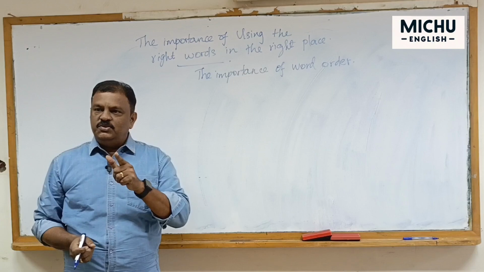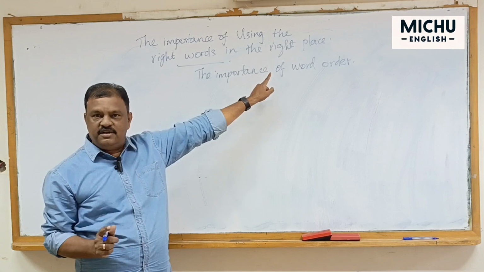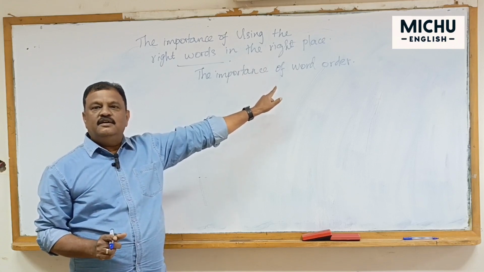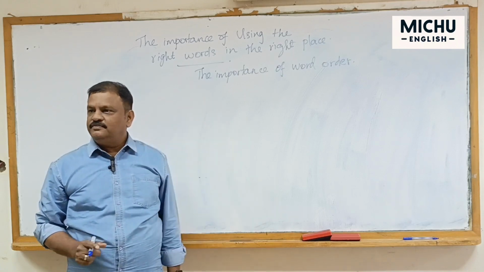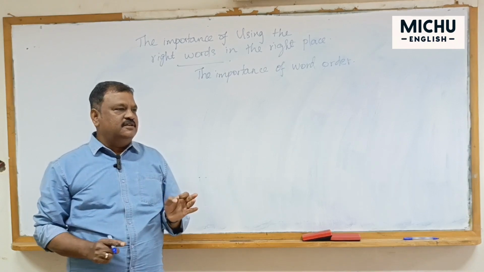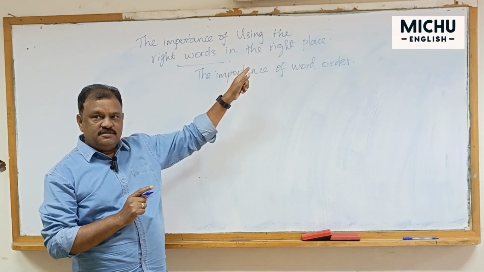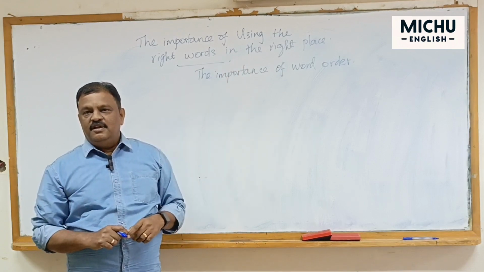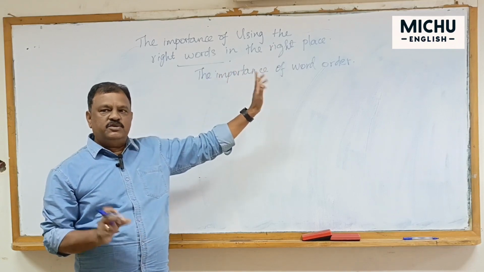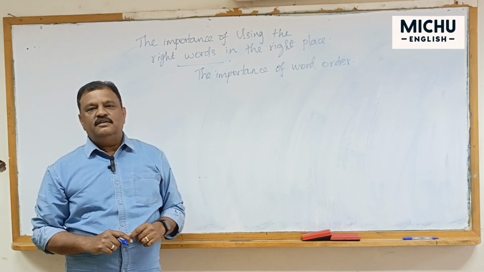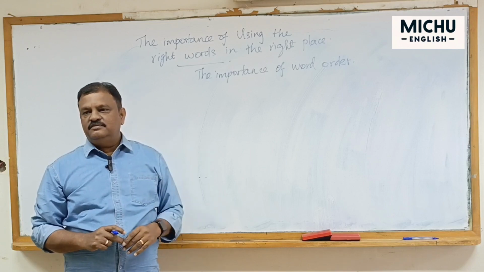If you do not know how to use the right word in the right place in your sentence, or how to arrange the words in order, then there are three things that will supposedly take place. Let's see what they are.